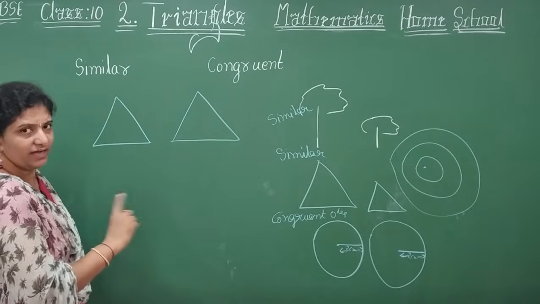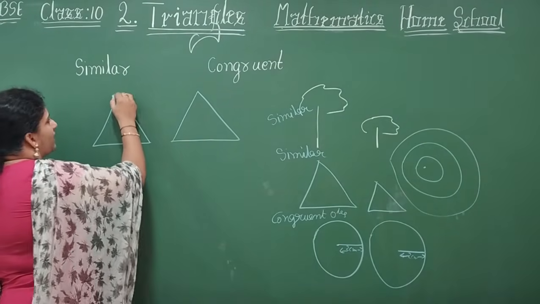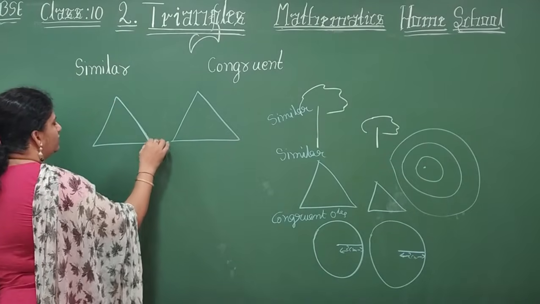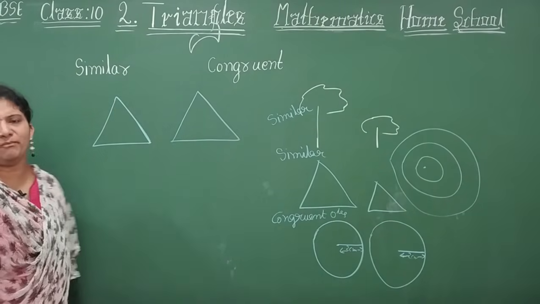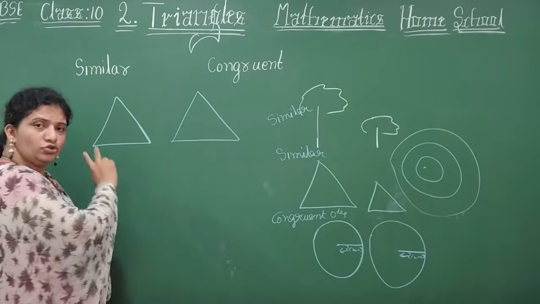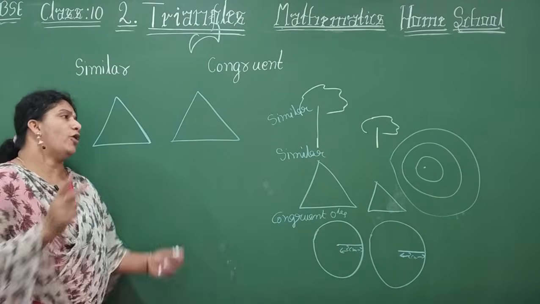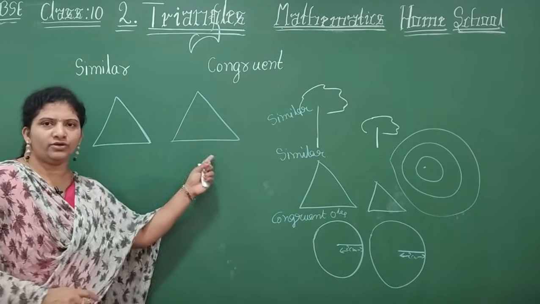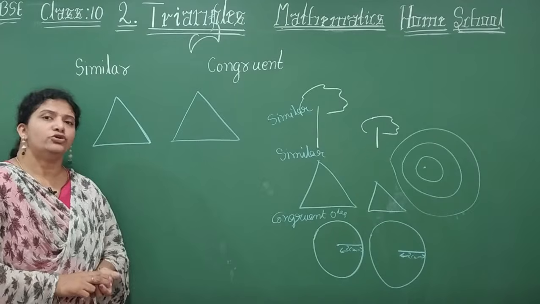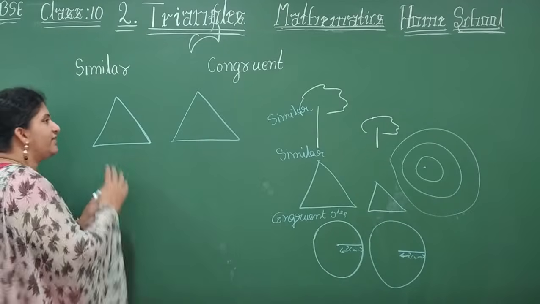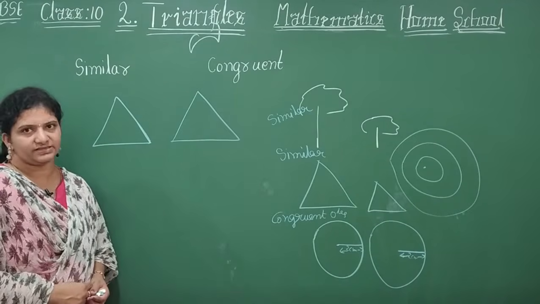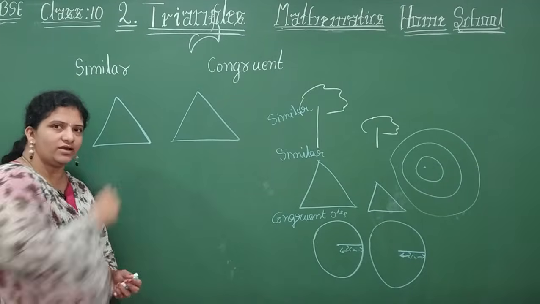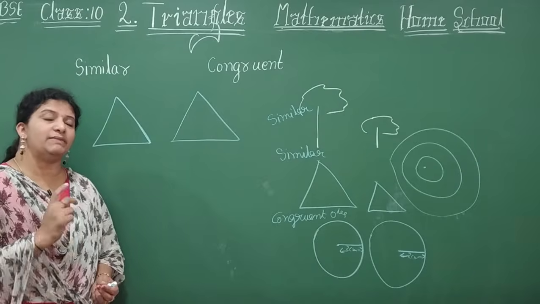They are triangles. It is a plane figure, a closed figure, so it is a polygon, right? Here are two polygons. Observe these two triangles. What can you say? Two polygons having the same number of sides. How many sides do you have? 3, and here 3. They are similar.